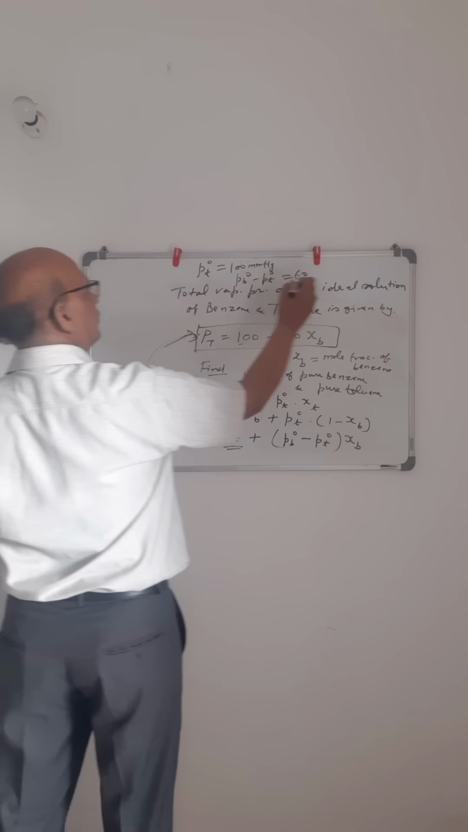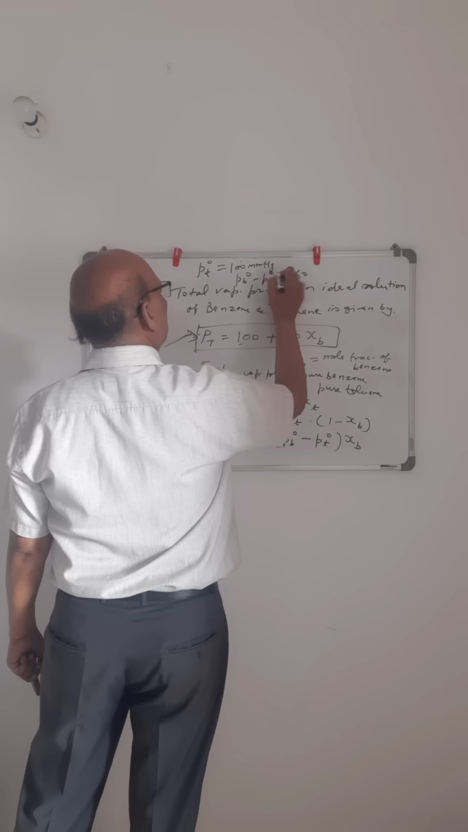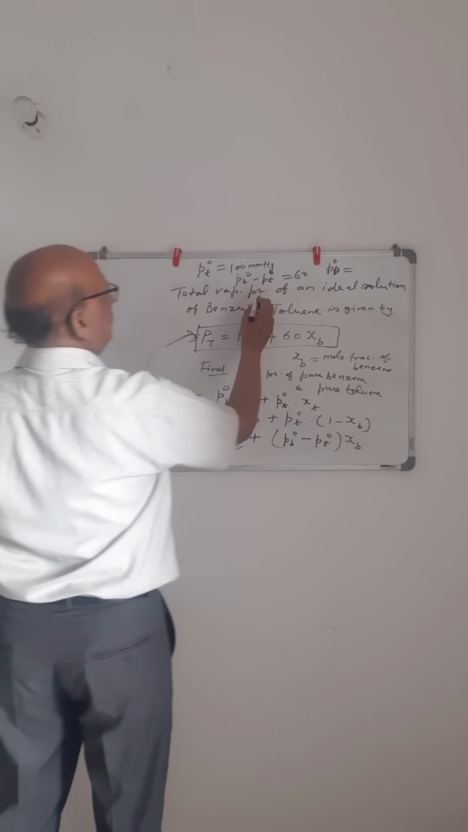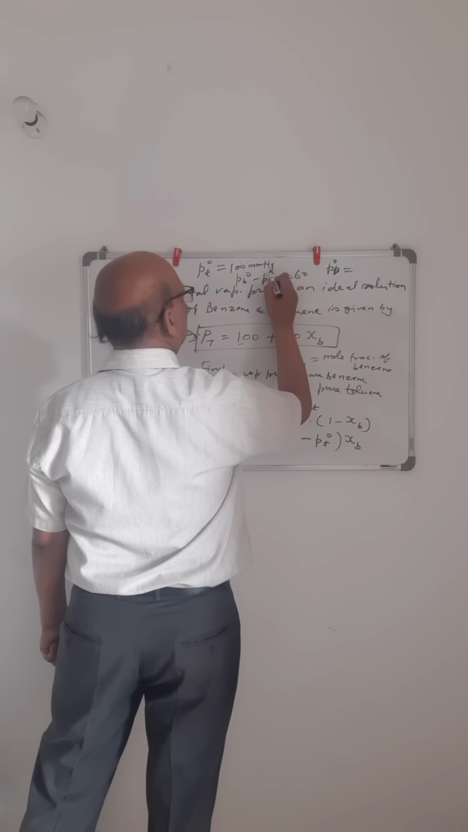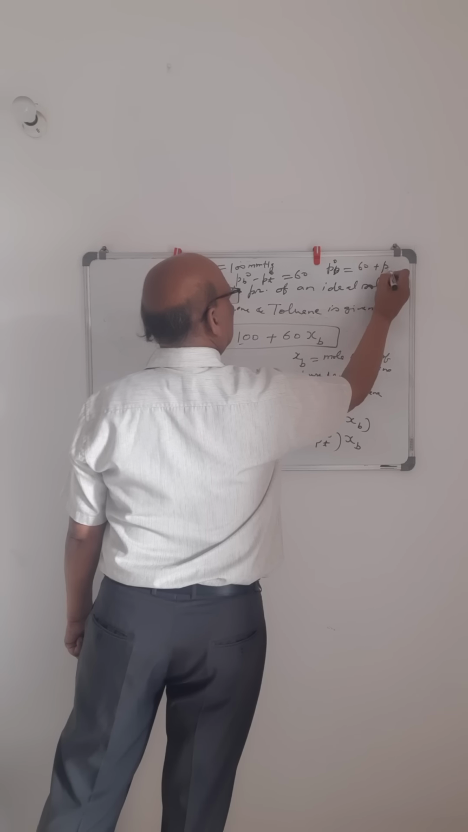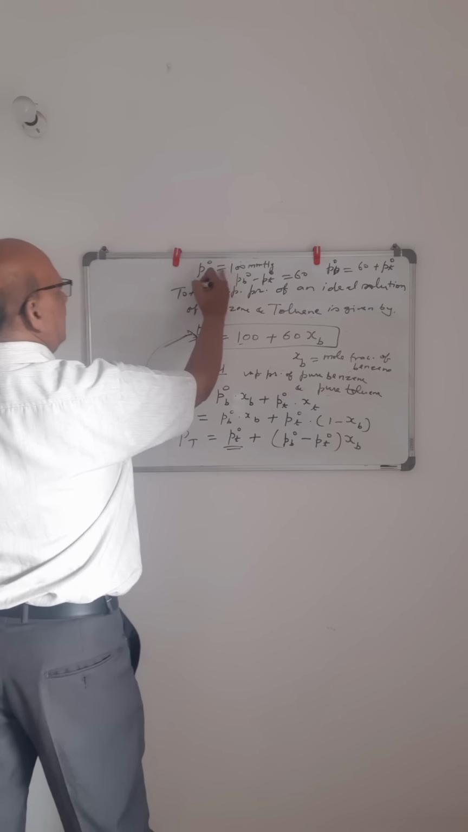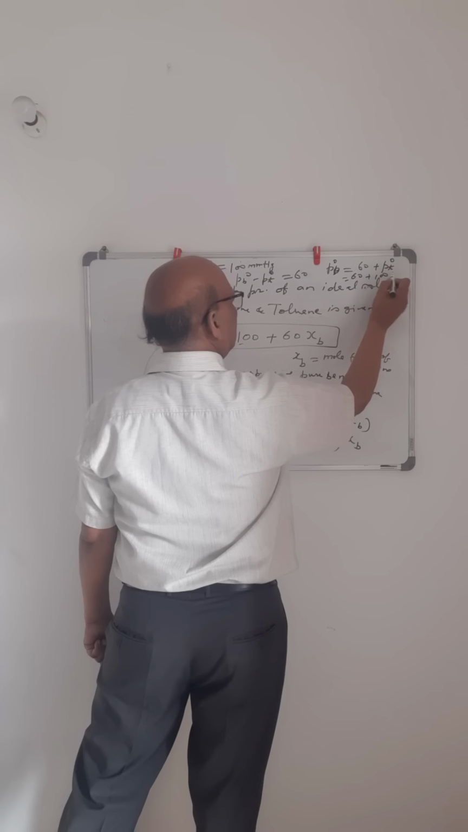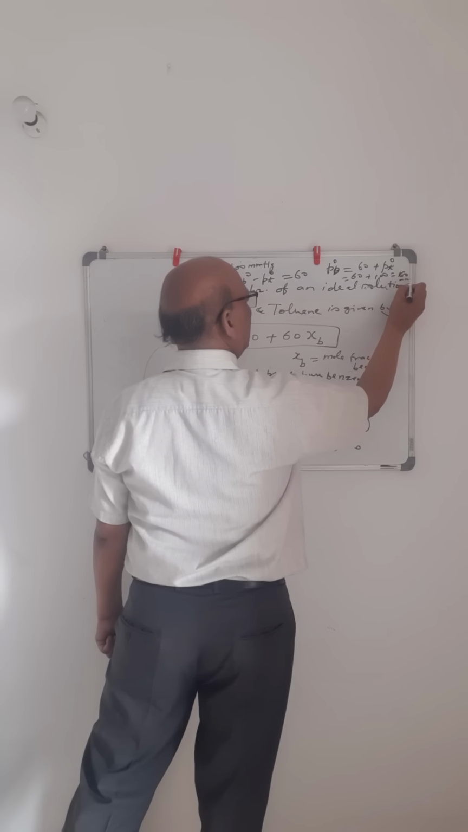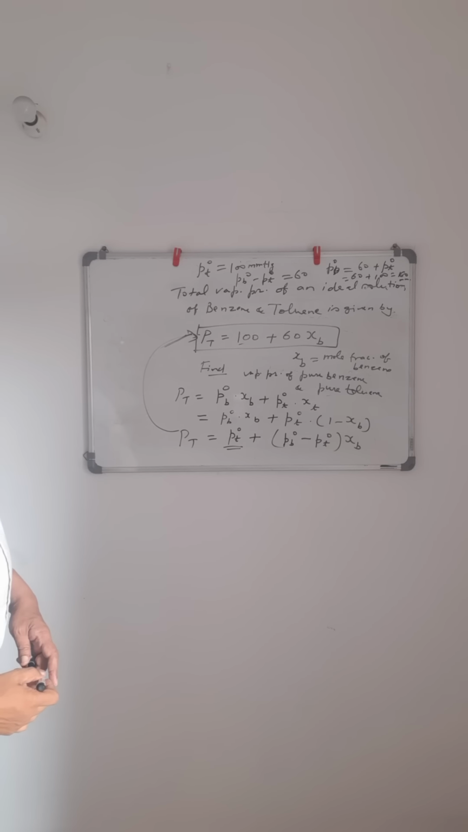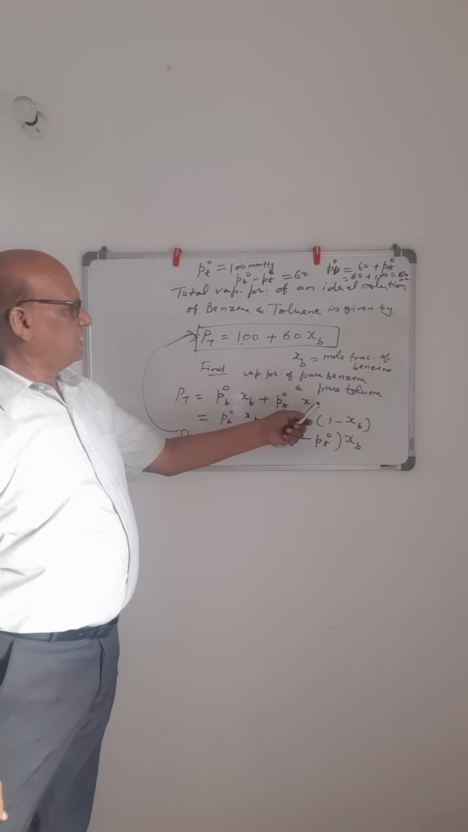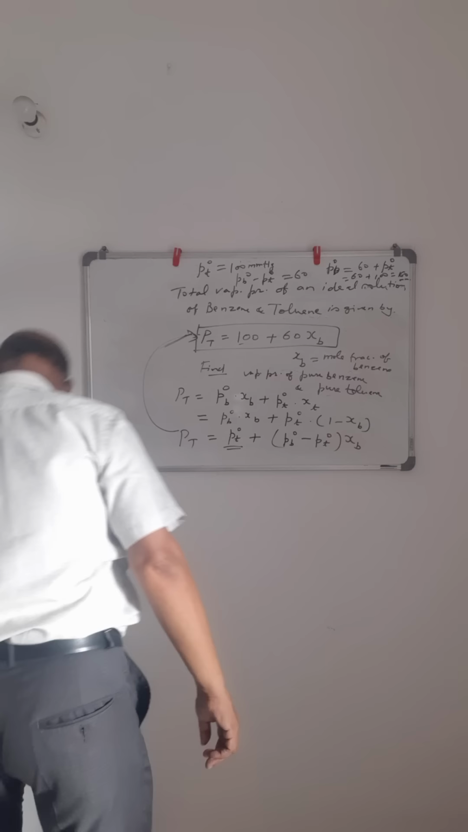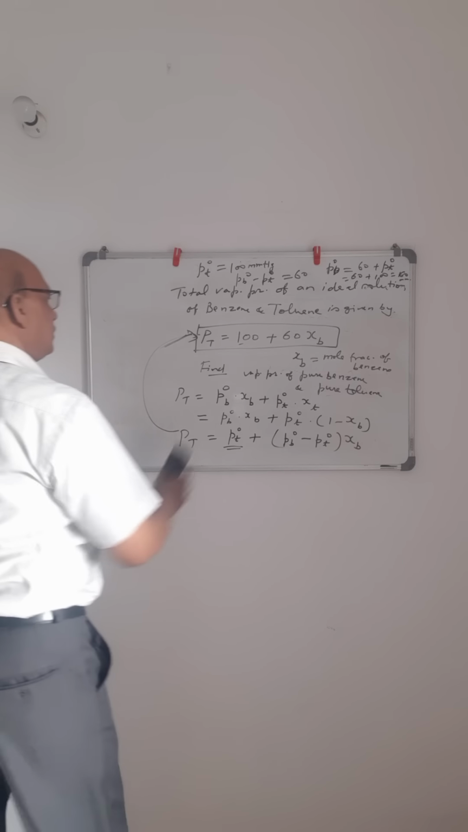So by this we have to find out PB naught. PB naught will be equal to 60 plus PT naught, and PT naught we have found out is 100. So it will be 60 plus 100, that is 160 mm of Hg. So we have found out the vapor pressure of pure benzene and pure toluene. Okay. So this is the last question which we have to discuss here.